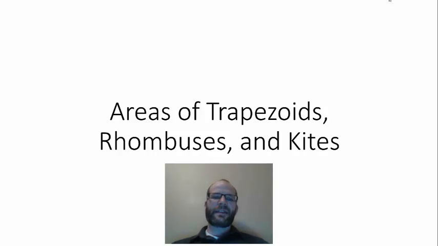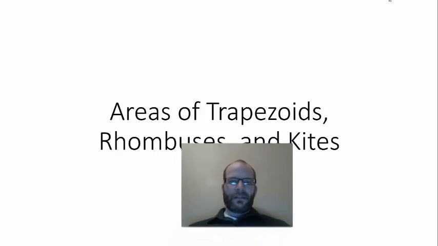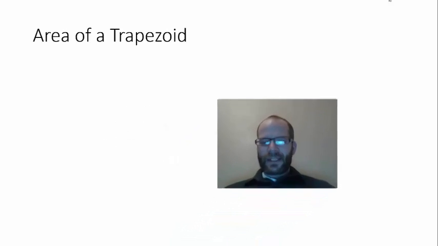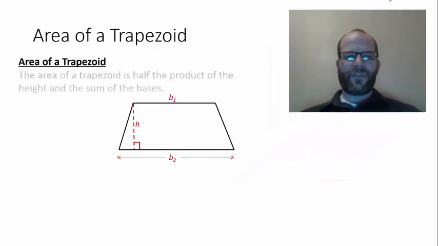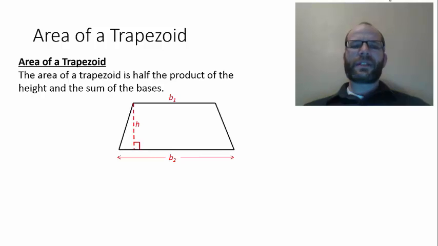Today we're talking about the areas of trapezoids, rhombuses, and kites. And we'll start with the area of a trapezoid. How do we calculate the area of a trapezoid? The formula is pretty straightforward. The area of a trapezoid is equal to half the product of the height and the sum of the bases.